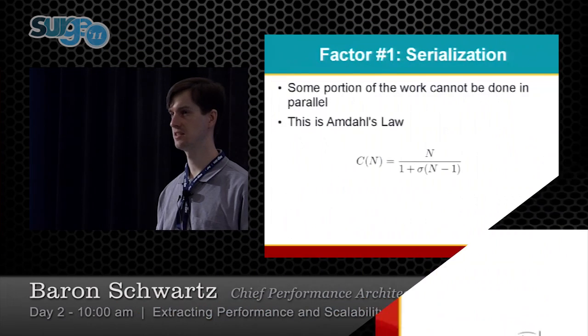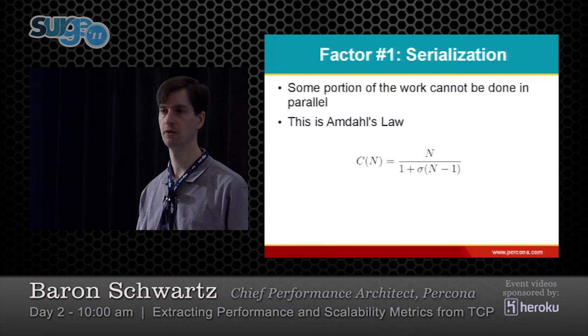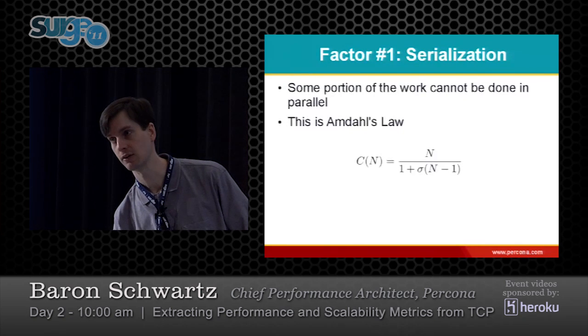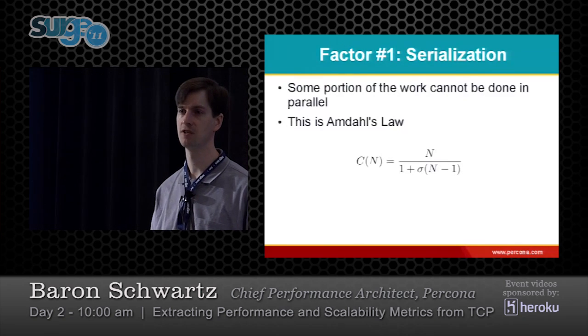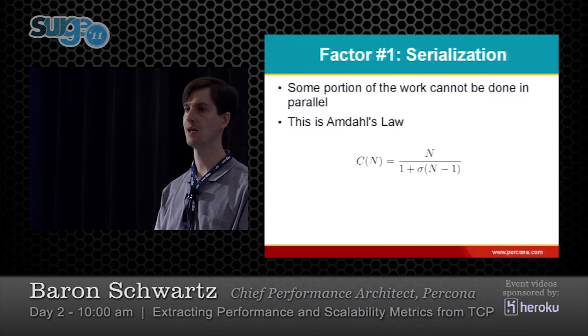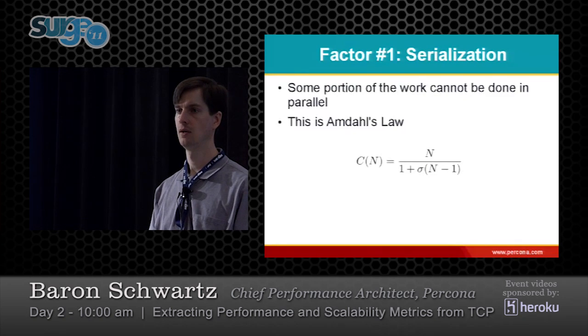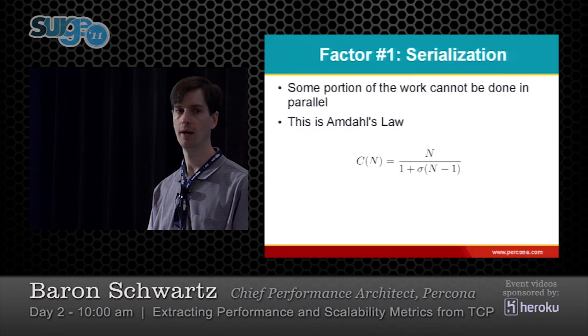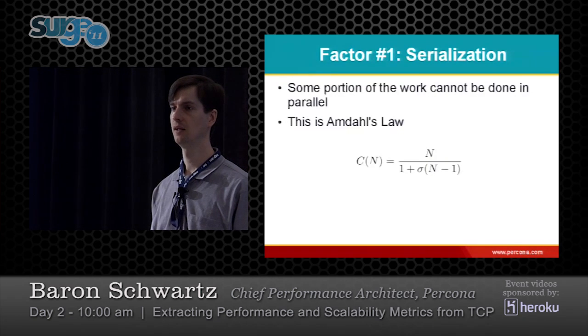So what causes this degradation in scalability? Why don't systems scale linearly? There's 2 factors. The first factor is serialization. There's a portion of the work that cannot be done in parallel. So linear scalability would require that everything can be done independently and in parallel and perfectly subdividable. But most of the time, systems have some work that needs to be done in serial.